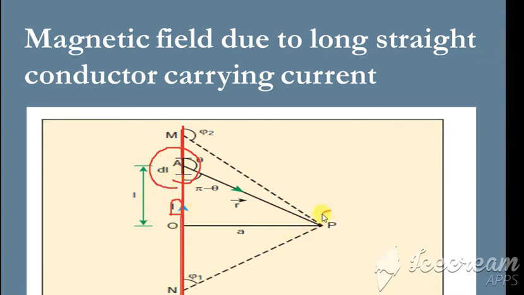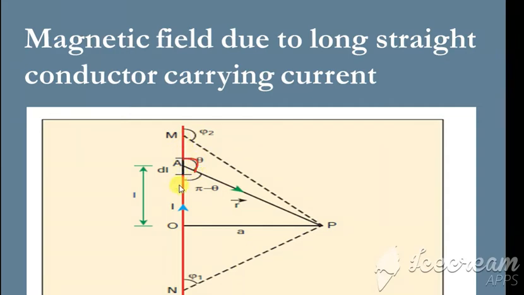Then P is a point at a distance a from O. Next, from A we are joining to P. That distance we are writing as R. Now if you measure the angles here, first we are writing with the value of theta. So from this A we are measuring this angle, that angle is written as theta.